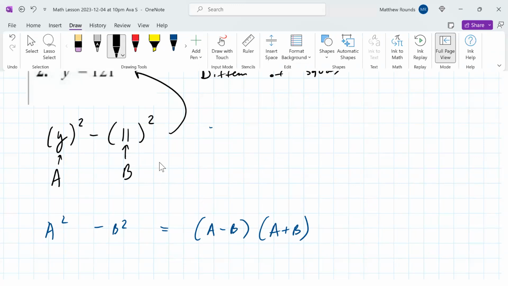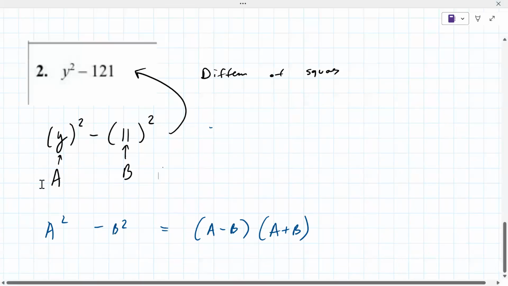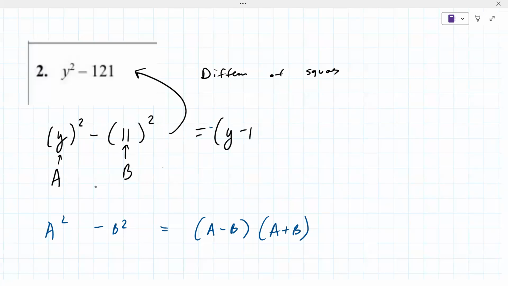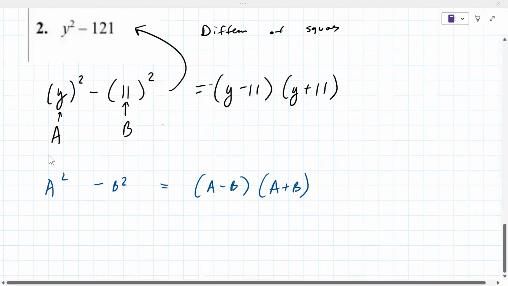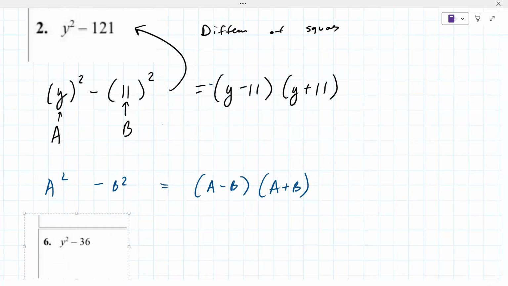Oh, all right. Okay. So now that you identified A and B, you're just putting them into this formula. y minus 11, y plus 11. Got it. All right. So why don't you try number 6 here? I'll leave this up. It's similar. Got it.